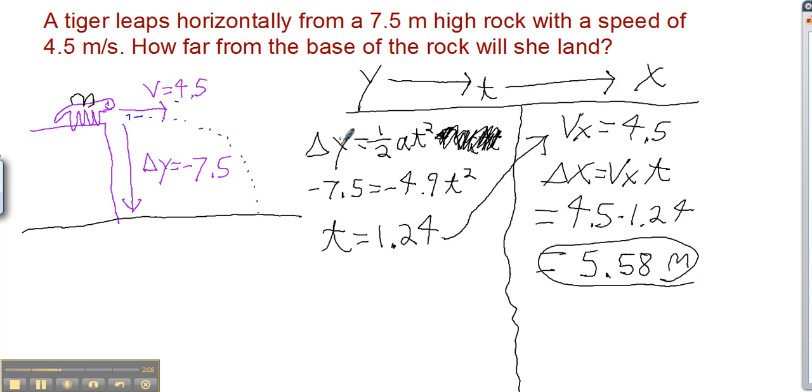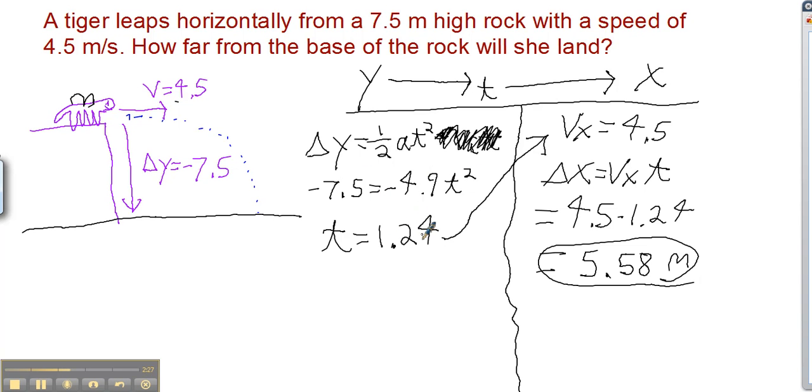So delta y was negative 7.5. And since the acceleration is minus 9.8, half the acceleration is minus 4.9 times t squared. Divide both sides by negative 4.9 and then take the square root, and you should agree with this time.